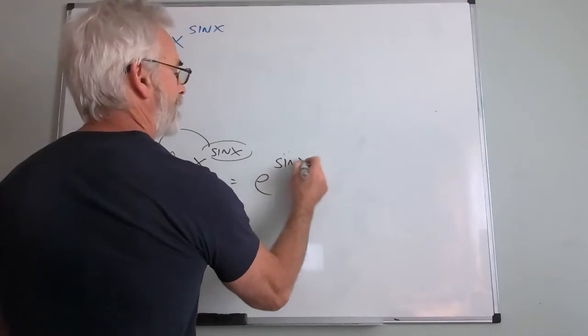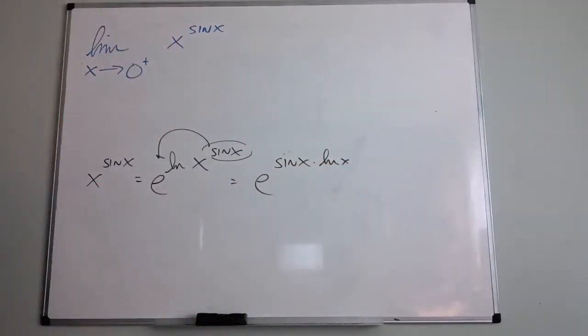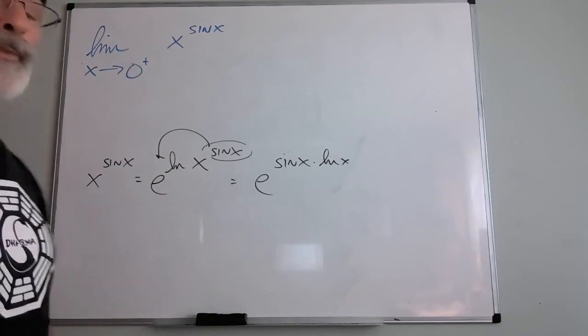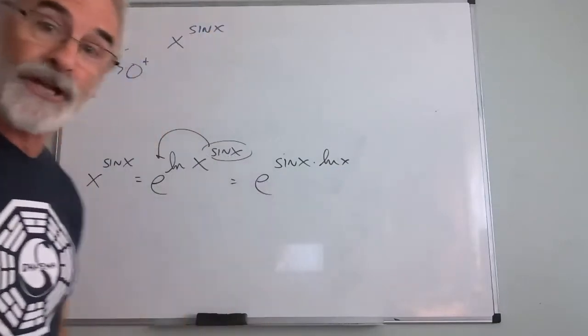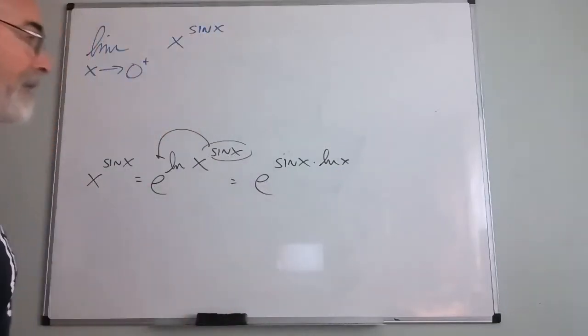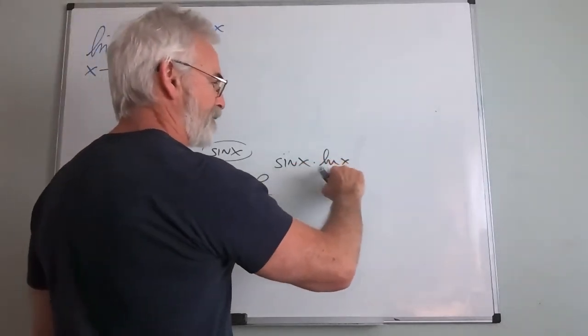I have sine x log x. That's just awful looking. That is just truly, truly terrible. Now, will we reach a dead end on this one? I don't know. I think there's a very good chance we could end up reaching a dead end on this one, because this is approaching 0 and this is going to be approaching negative infinity.